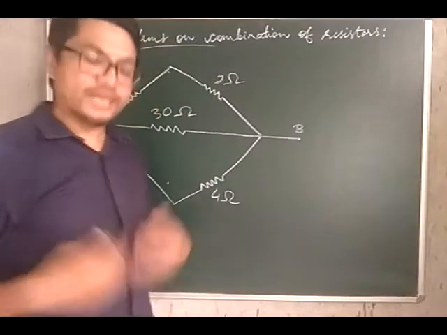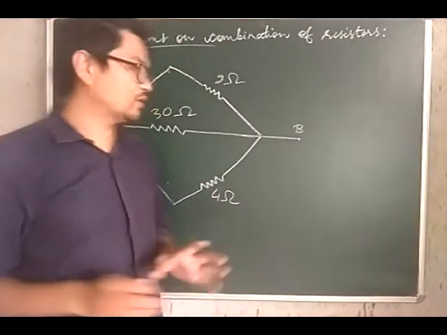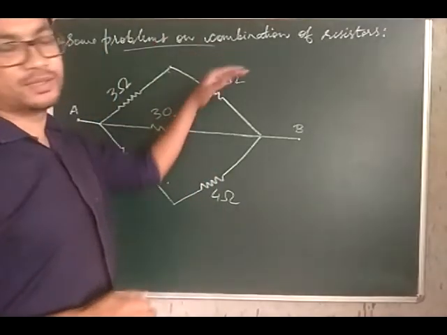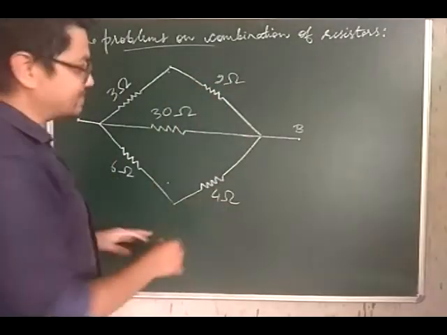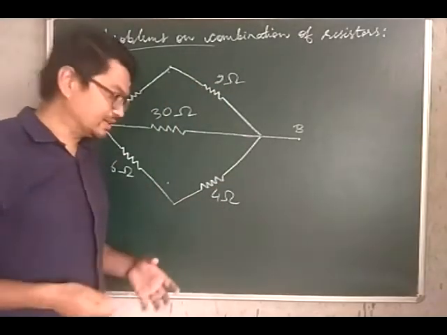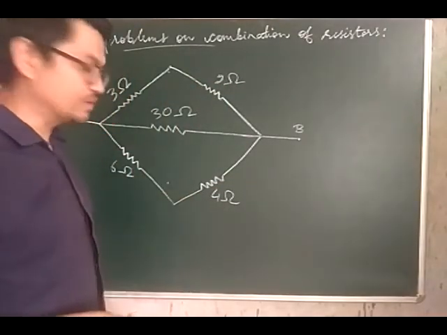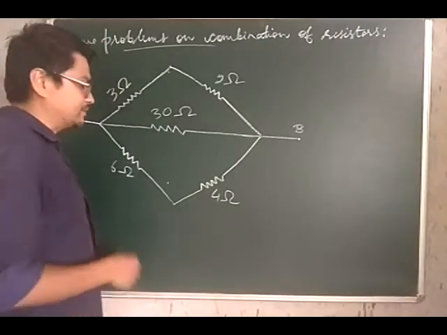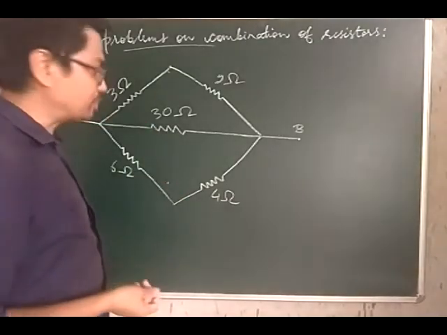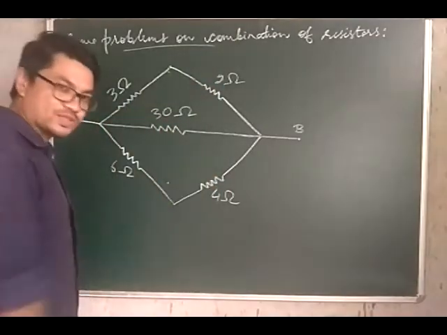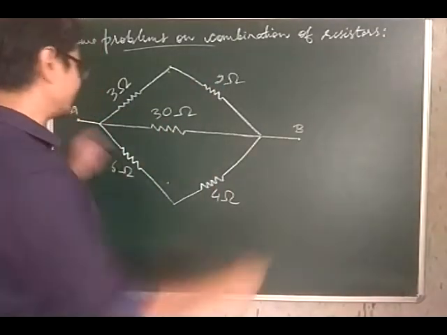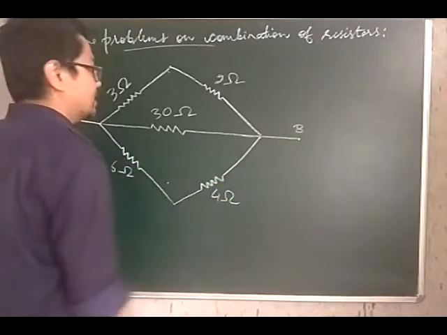Hello class 10. In this video we are going to work on some problems on combination of resistors. So we have this combination of resistors over here. The picture may not be very perfect, but still it'll help us solve the problem. So we have a combination of 1, 2, 3, 4, 5 resistors over here, and we are to find the equivalent resistance between points A and B.